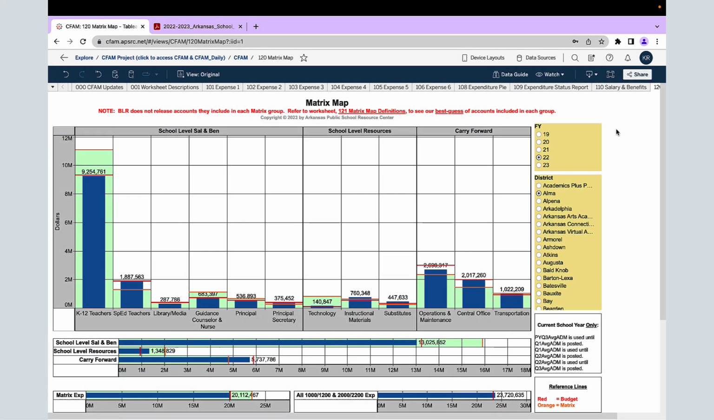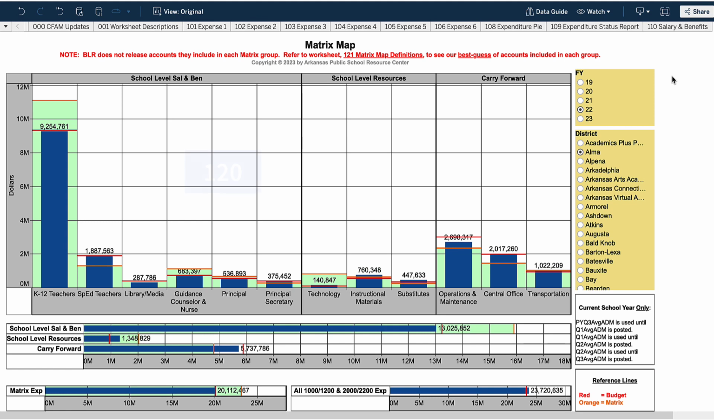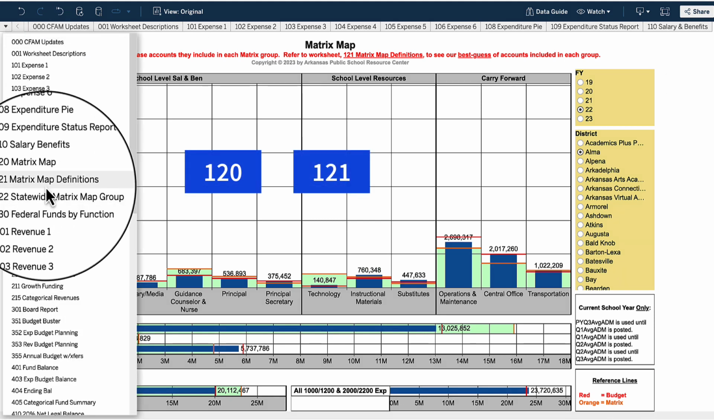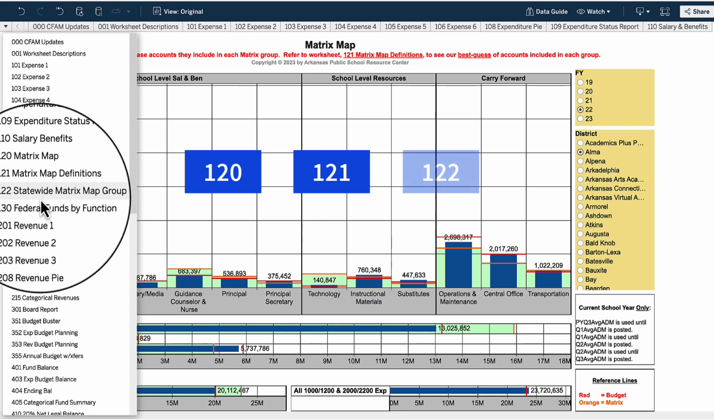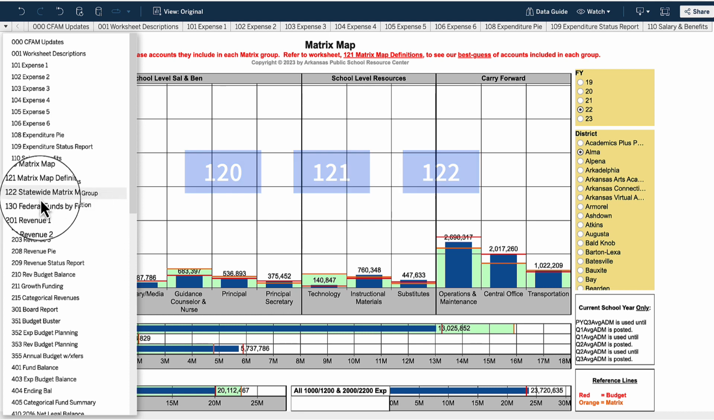In this video, we're actually going to cover 3 worksheets. We're going to cover 120 matrix map, we're going to cover 121, which is matrix map definitions, and 122, which gives you a statewide report with regards to the matrix map.